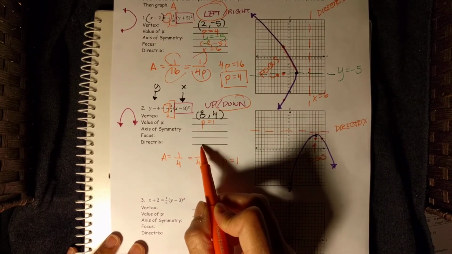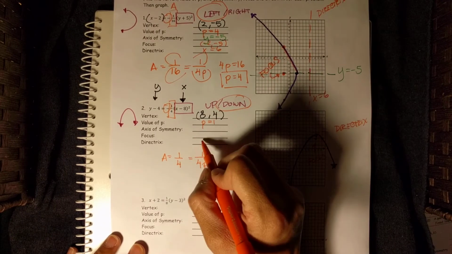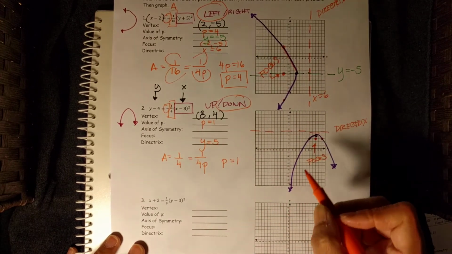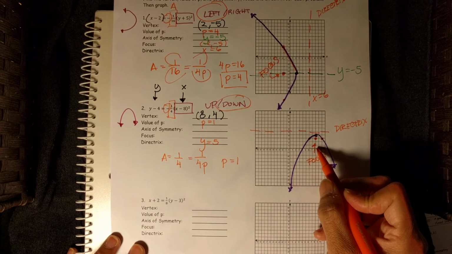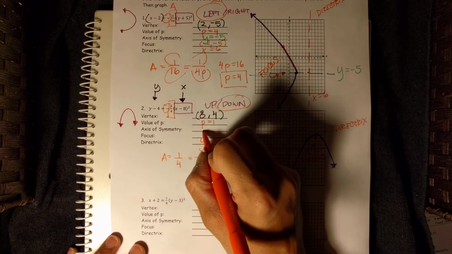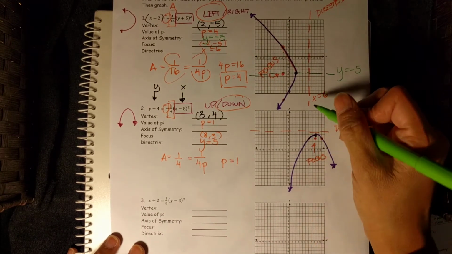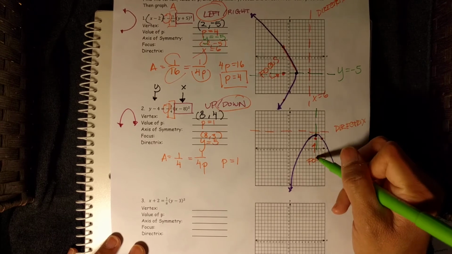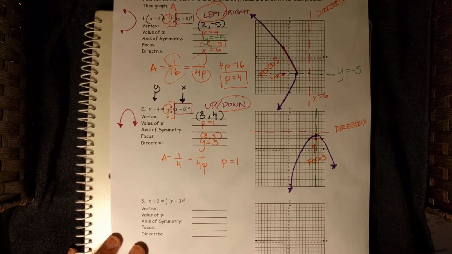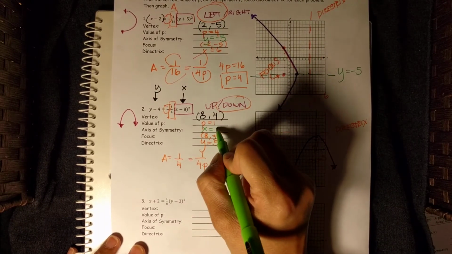So your directrix is going to happen at what looks like y is equal to 5. Your focus, if you just count, looks like it's 8, 3. And your axis of symmetry, well, what cuts this guy in half? That looks like it happens at 8. So x is equal to 8.